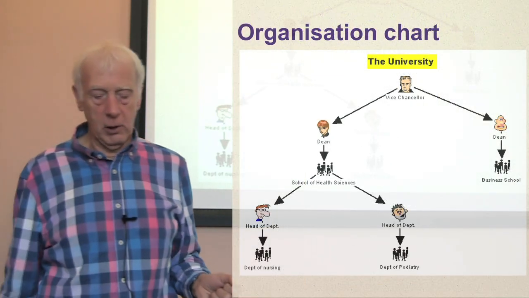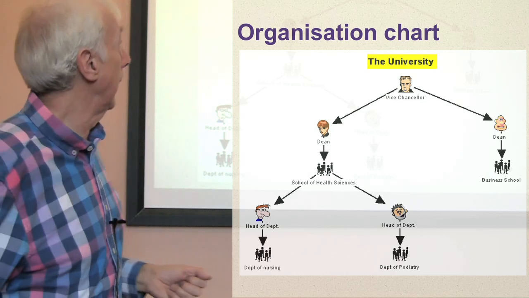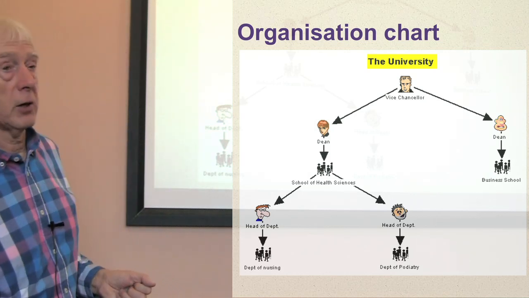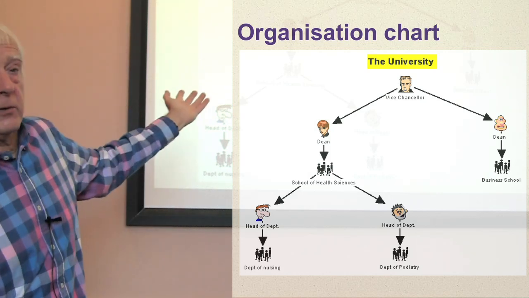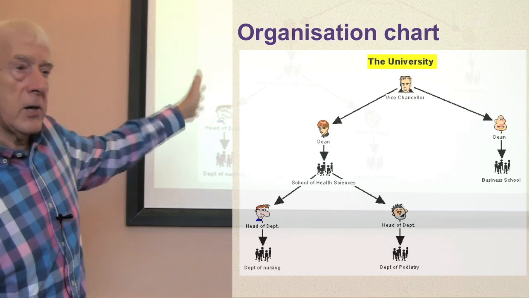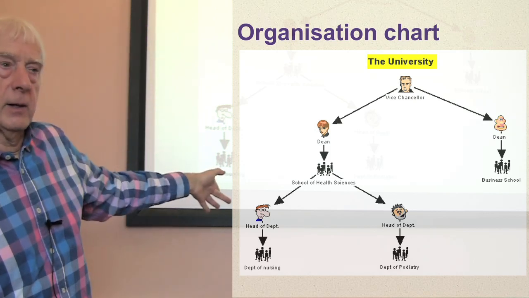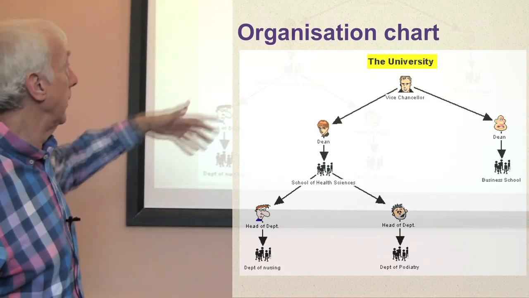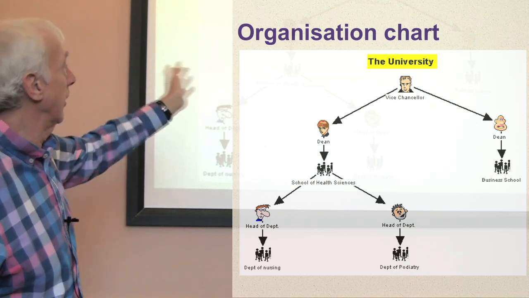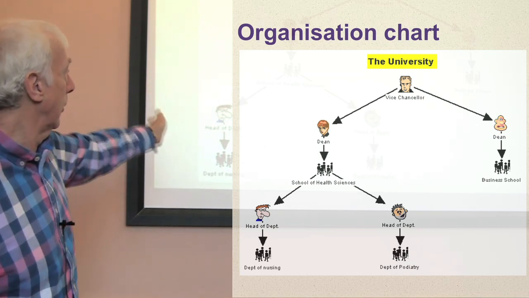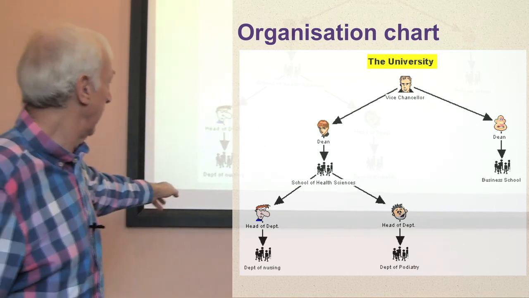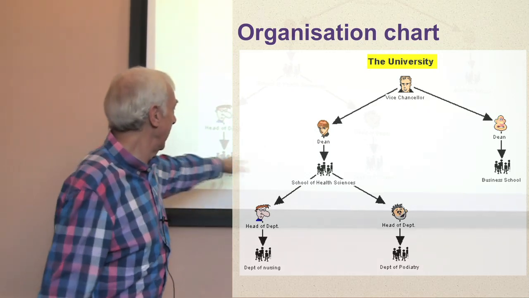Another useful chart you can use here is the hierarchy, the organisational chart. This could be families, it could be managers and employees in a factory or whatever. This happens to be the university, the vice-chancellor and the deans and the different schools and the heads of departments, and there's us down here in the departments at the bottom.